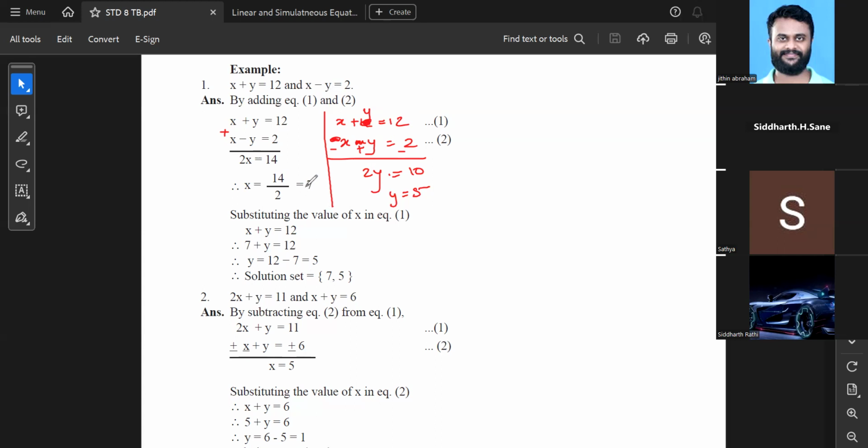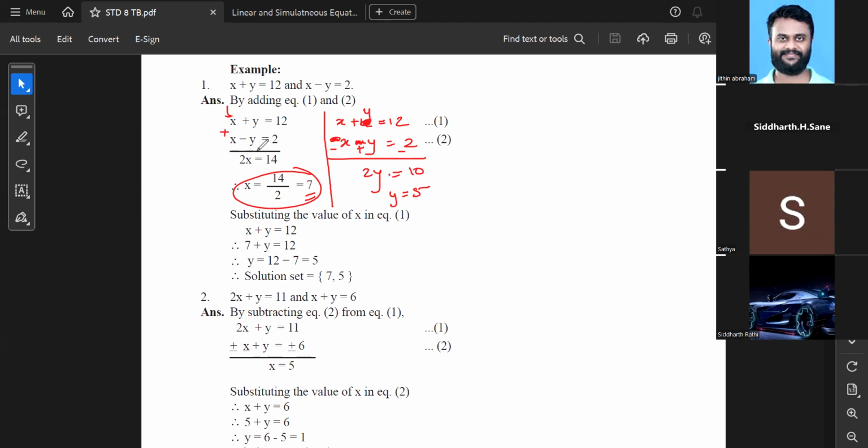Anyway, coming back to the original point of discussion. In this case, they have added these two equations. After adding, when they solved, they got the value of x as 7. Now, I've already taught you one method to find y. Another method of finding y is: whatever value of x you have got, you can substitute in either equation. You can put x's value over here and find the value of y, or you can put the value of x over here and find the value of y. In both cases, you will get the value of y.